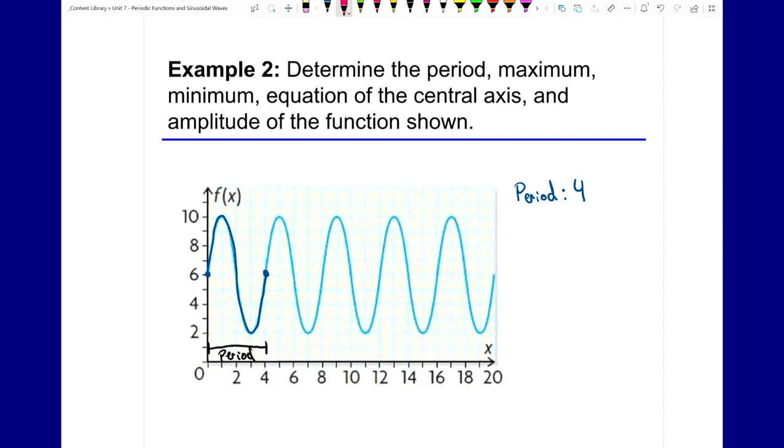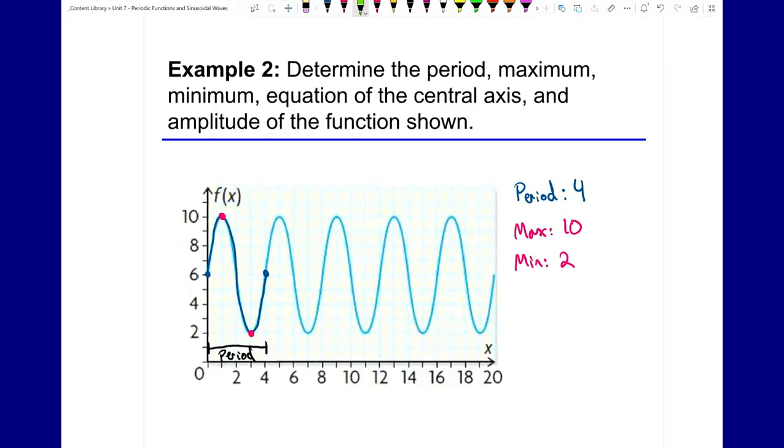Our maximum, again, relatively easier to find. Our maximum we can see here and here. So our maximum is 10. Our minimum is 2. Remember, we talked about the max and min. We're not talking about the entire point, just the y value.